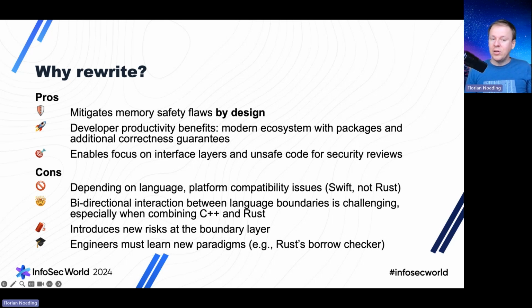Again, as with sandboxing, there are risks at the boundary layer, and engineers must learn new paradigms. The Rust borrow checker, for example. I still haven't done this work myself. I plan that for 2025, to learn a bit of Rust. It probably takes some time getting used to. But I believe long-term, the benefits of the ecosystem, which also provides packages and additional correctness guarantees, will outweigh these concerns. And if you happen to know how to solve the Rust C++ interaction problem, please reach out to me. I'd love to hear your thoughts.